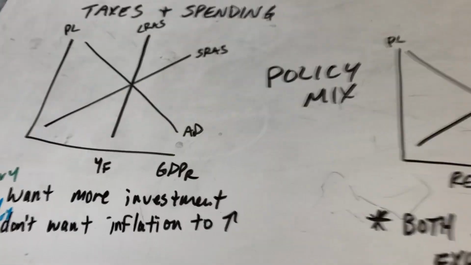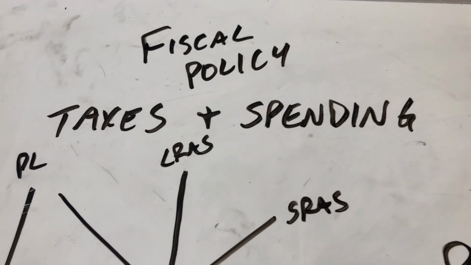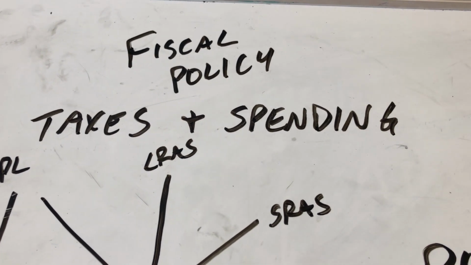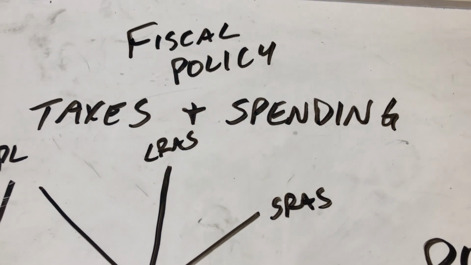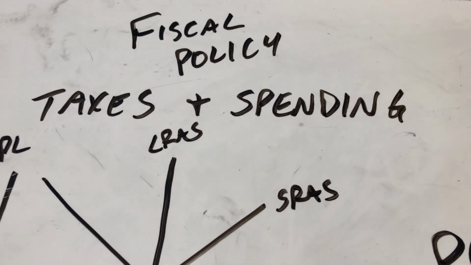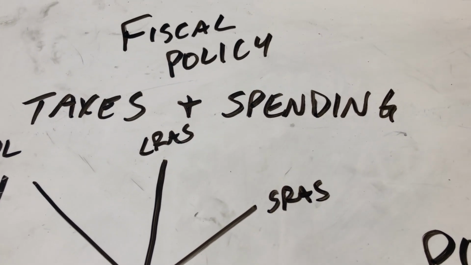But for the most part, these are probably going to be the two examples that you see the most. And if you don't remember, fiscal policy is, again, taxes and spending. Decreasing taxes and increasing spending is going to be expansionary. Increasing taxes and decreasing spending is going to be contractionary.